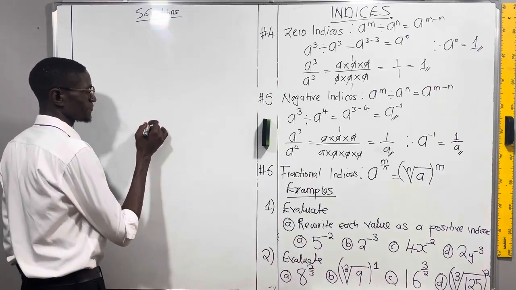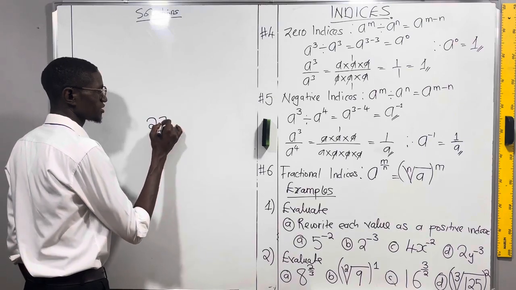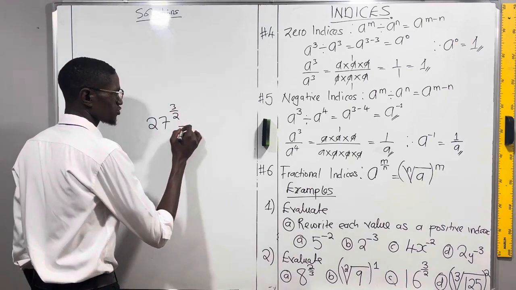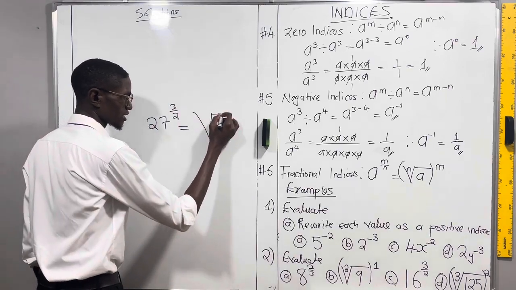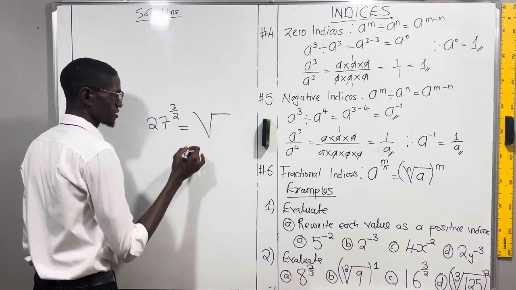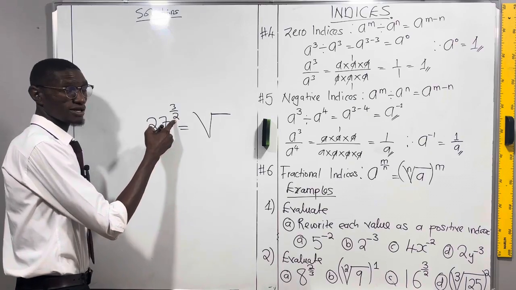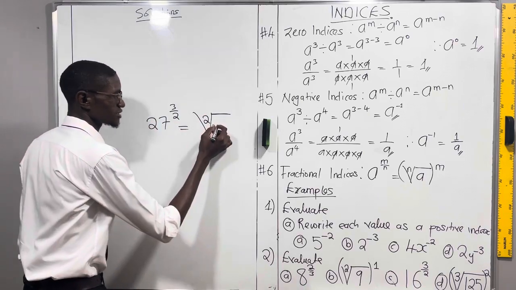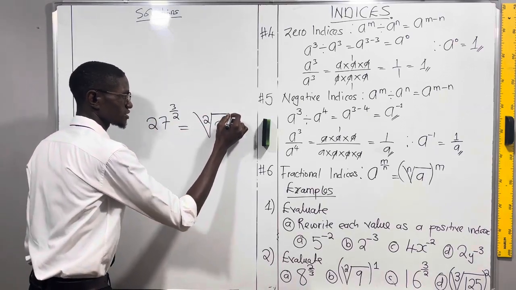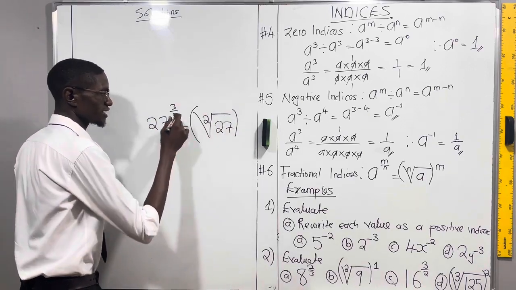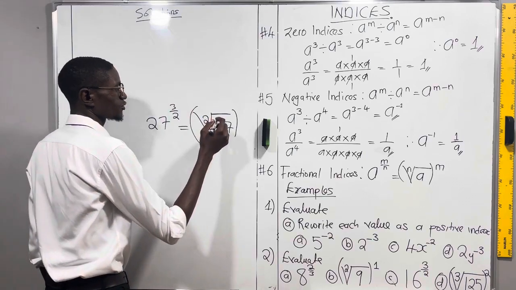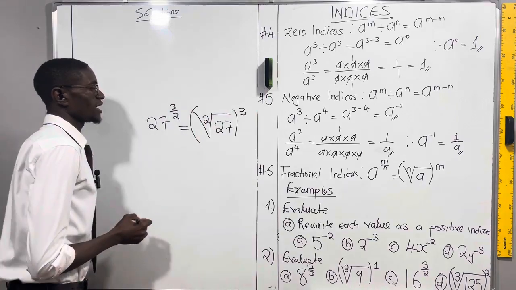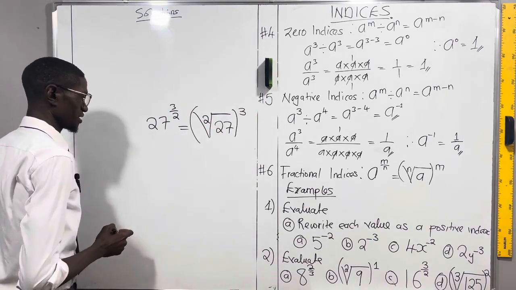For example, before we get to that one, so that this can also sink in, let's say you have 27 to the power 3 over 2. What you're going to do is introduce this root. And then we said the bottom number is a root, so it comes here. And then this is your base, it goes inside the root, and then you add brackets, and then the top number, which is the numerator, is the power. It's the one that comes outside. So that's how we're going to write it.